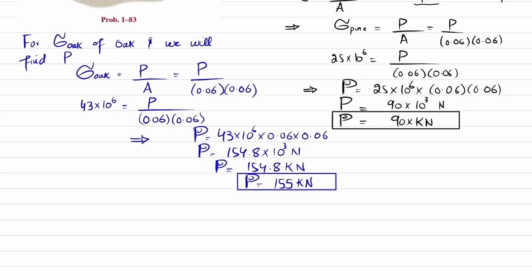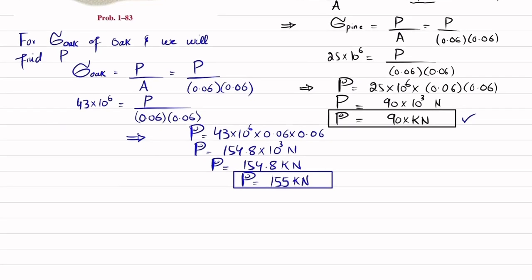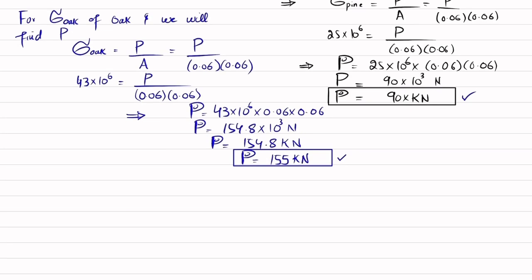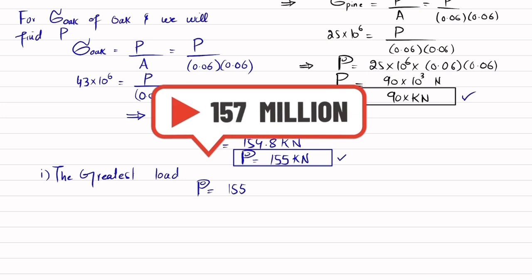Now you can see you have two loads. This is the load based on the allowable bearing stress of pine, and this is the load based on the allowable bearing stress of oak. And in the question, we have been asked to determine the greatest load P. So the answer of the first part will be: the greatest load P will be equal to 155 kilonewton. So this is the answer of our first part.